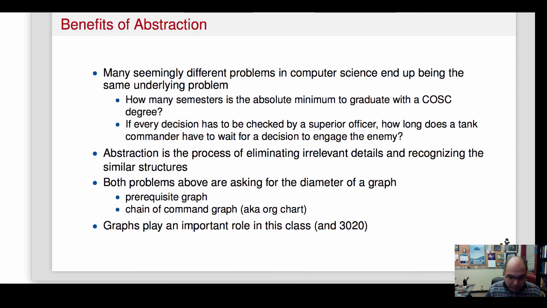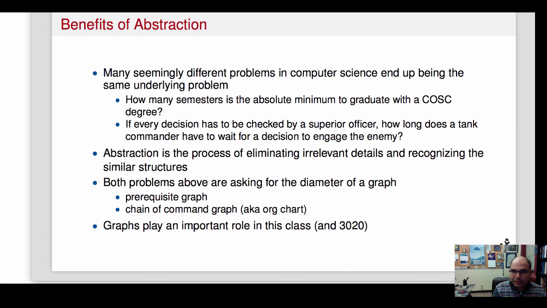So here are some of the benefits of abstraction. You can think of many different kinds of problems. Like here's an interesting problem you might solve. How many semesters is the absolute minimum to graduate with a computer science degree? Okay. And that's actually a hard problem to solve, but you can kind of try to figure it out. Here's another problem, which is seemingly very different.